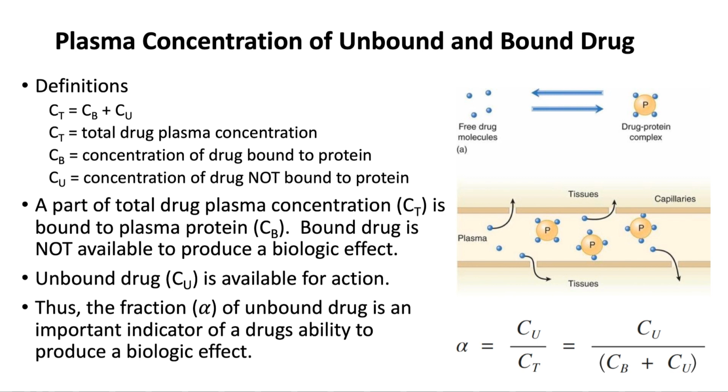Therefore, how do we compare or determine this important percentage? Well, we're going to use a variable called alpha. So the fraction alpha is defined as the unbound drug concentration divided by the total drug concentration. It really is the fraction or the percent of the drug that's unbound. And that's important because, again, it's the unbound portion of the drug that's an important indicator of this drug's ability to produce a biologic effect. So again, alpha is equal to CU, the unbound concentration, divided by CT, the total concentration. And I'll remind you, the total concentration is the combination of both the bound and the unbound.